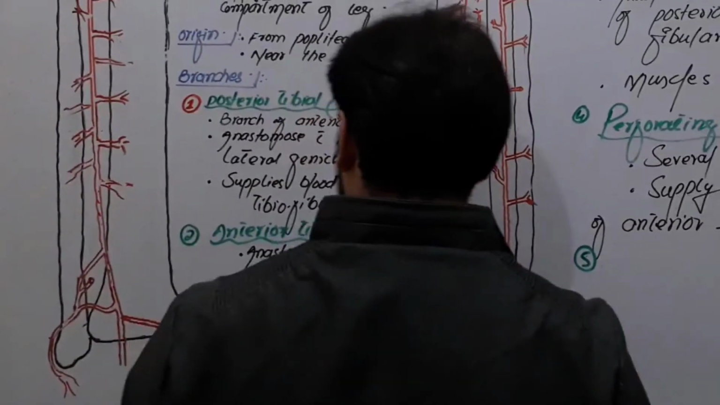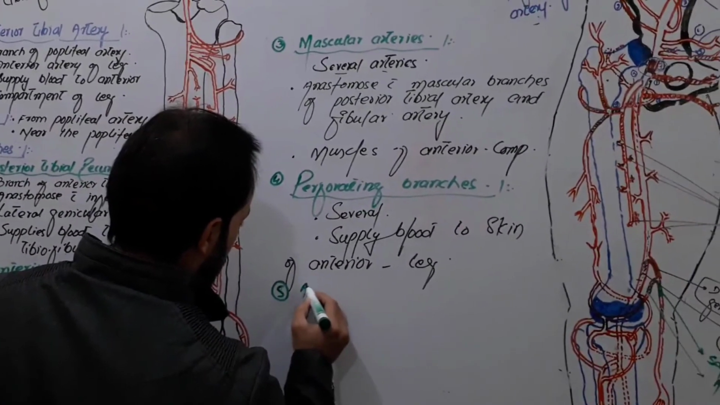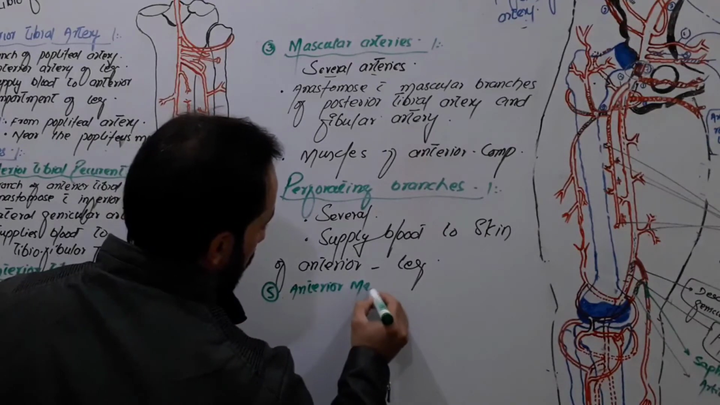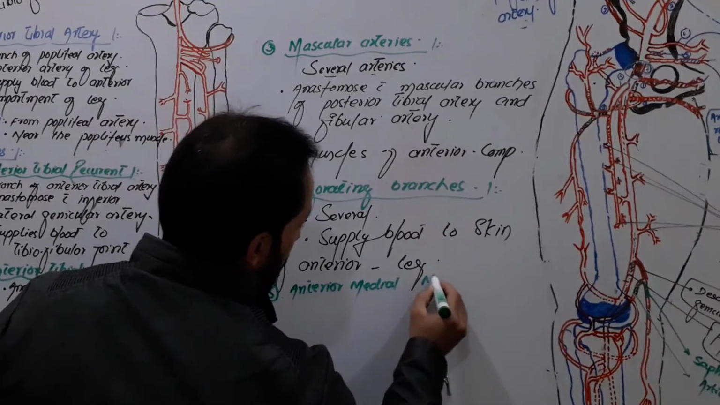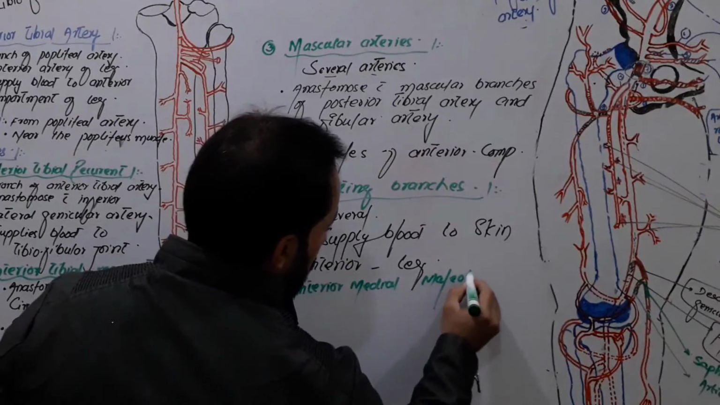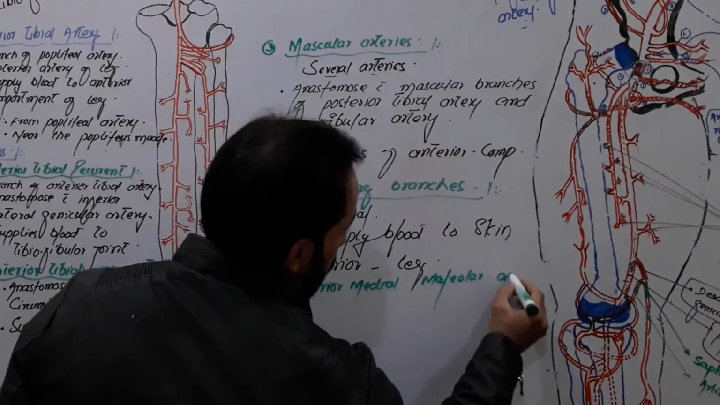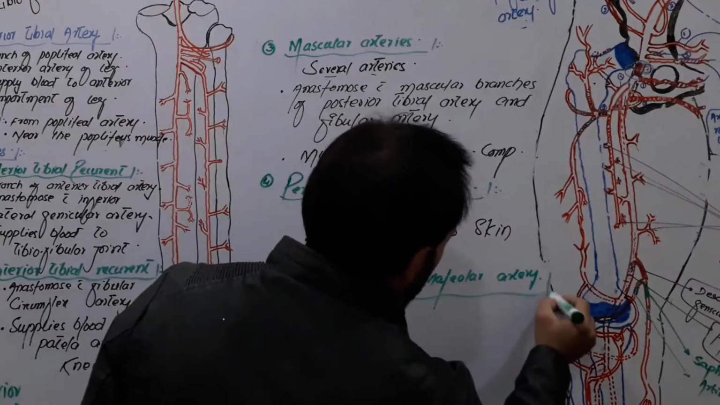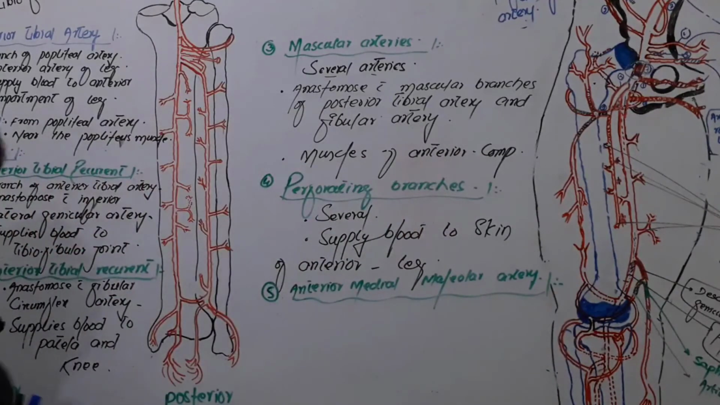So what is the fifth branch? That is the anterior medial malleolar artery. Clear? So this is the fifth branch which arises from this anterior tibial artery, and this one is our anterior medial malleolar artery or branch.